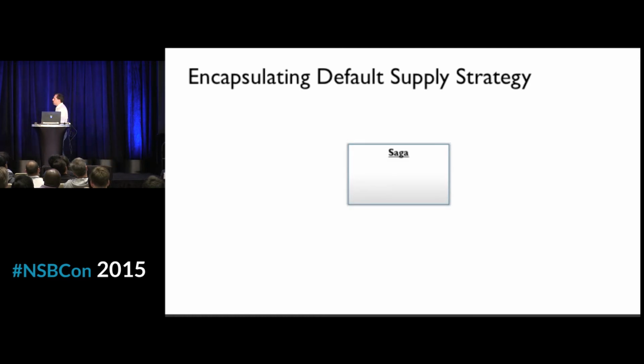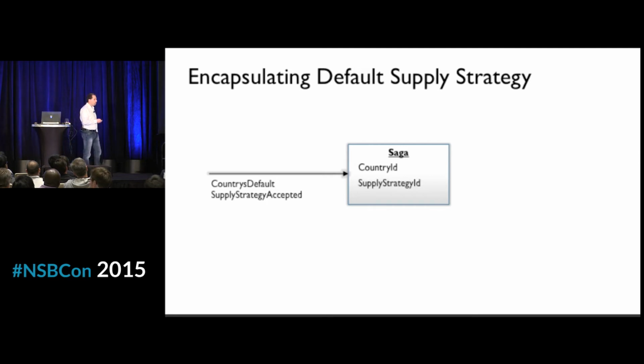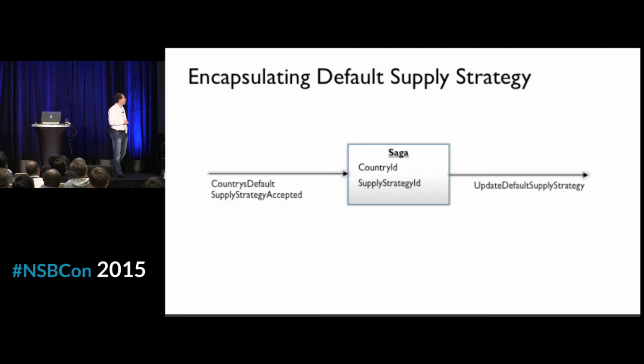So here, if we have a Saga subscribing to the country's default supply strategy being accepted, correlating off the country, we could take that supply strategy and replicate it down to these other aggregates. It'd be cool if we could do this, but the first problem that we have to deal with is if this Saga aggregate is on the country level and these other aggregates are on the site level, how do we know which sites to update?